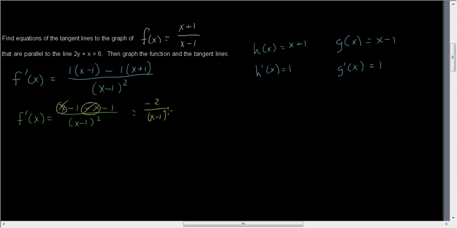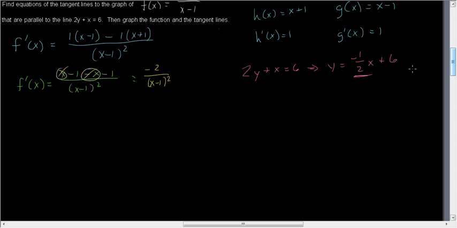Now, that means the slope of that function obeys this rule. So now the question is, find equations of the tangent lines to the graph of that are parallel. So we need to know the slope in order to find out if it's parallel. So we have 2y plus x equals 6, and that implies that y is equal to -1/2 x plus 6. -1/2 is our slope. Okay, so putting those two things together, my derivative must be my slope.